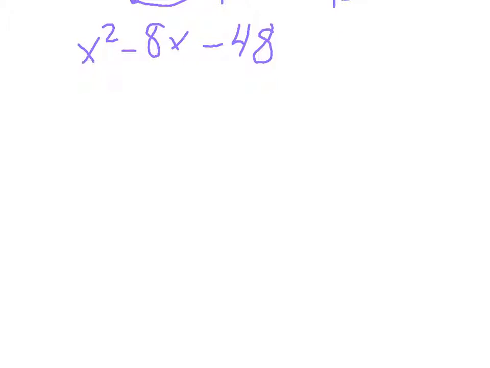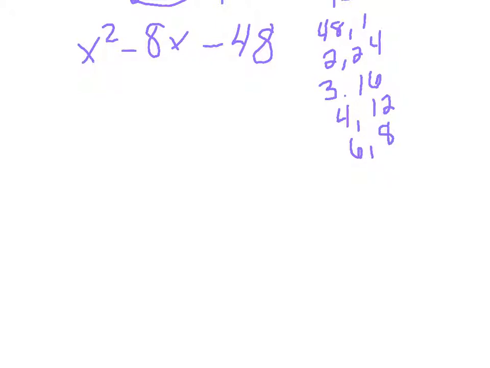Alright, you ready? We got 48 and 1, 2 and 24, 3 and, what is it? I know what it is. Do you know what it is? 3 goes into it 16 times. 4 and 12. 5 doesn't go in. 6 doesn't go. Oh, 6 does. 6 and 8. And 7 doesn't.